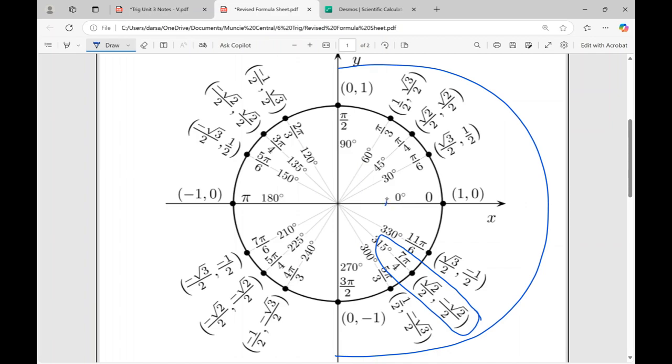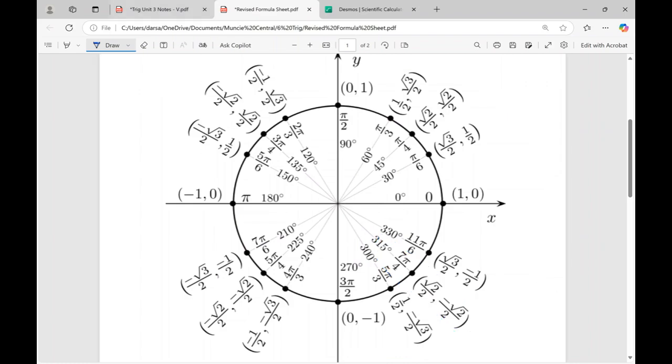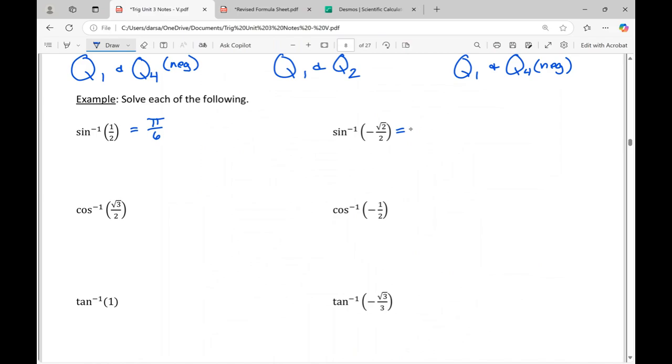However, remember, we want answers to be negative angles. So if this way to the diagonal is positive pi over 4, then this way to the diagonal is negative pi over 4. So the answer to sine inverse of negative square root of 2 over 2, instead of 7 pi over 4, is negative pi over 4. If you give the answer of 7 pi over 4, that is incorrect.